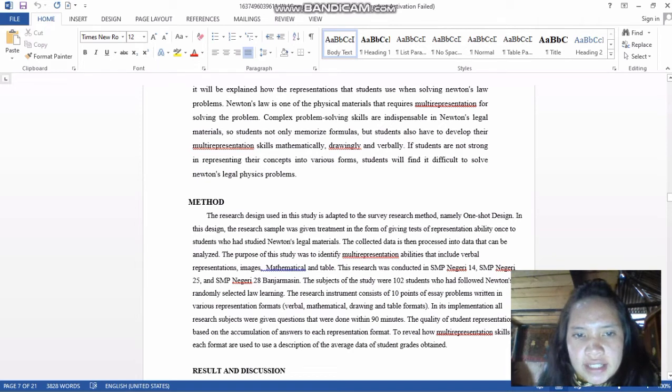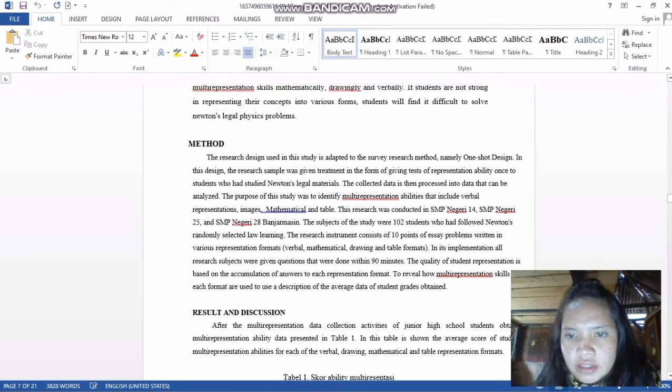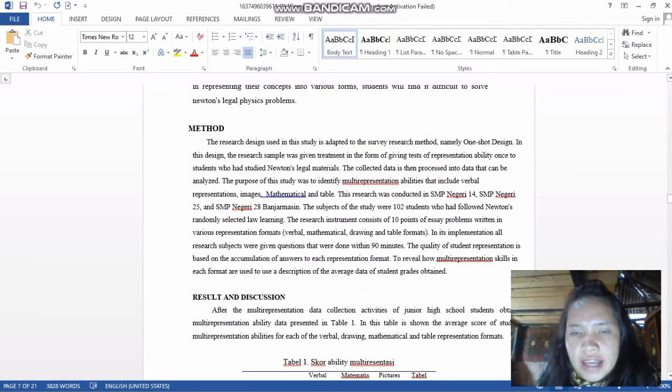Method. The research design used in this study is adapted from the survey research method, namely the one-shot design. In this design, the research sample was given treatment in the form of a test of representation ability once, to students who had studied Newton's law materials. The collected data is then processed into data that can be analyzed. The purpose of this study was to identify multi-representation abilities that include verbal, image, mathematical, and table representation.